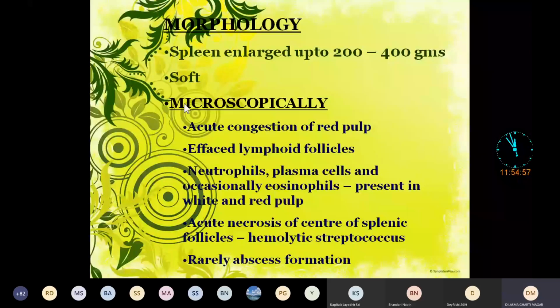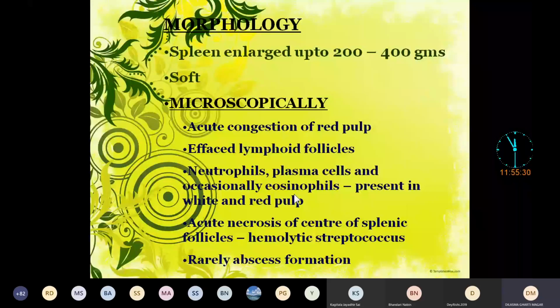So in the spleen there are red pulp and then the white pulp. In case of acute splenitis we will see the congestion of the red pulp, and because there is the congestion of the red pulp, the lymphoid follicles or the white pulp will be effaced. So the more red pulp is seen, the more slight effacement of the white pulp or lymphoid follicles there will be. We can see the neutrophils, plasma cells, and sometimes eosinophils in the red and then the white pulp. Understood here?